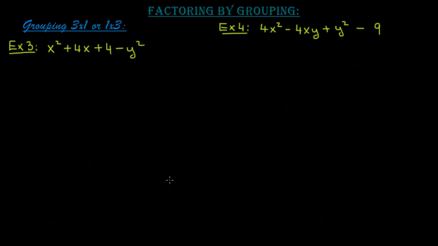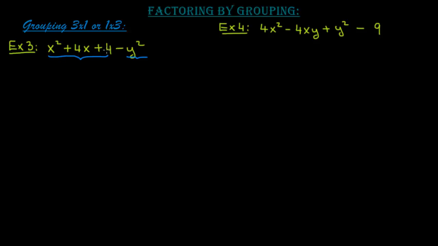So we have some idea how to factor an expression with 4 terms by grouping 2 by 2. Now let's go over the next method. We have to use the method grouping 3 by 1. I'm gonna group the first 3 terms and leave the last term for later on.